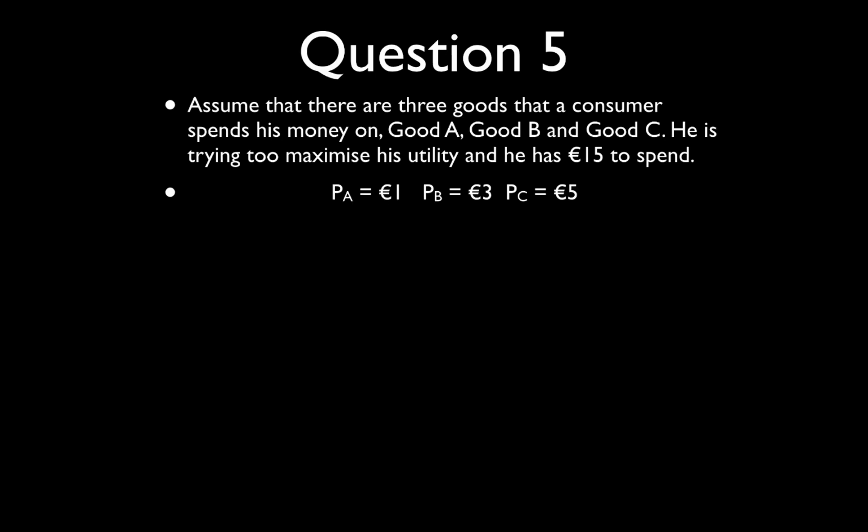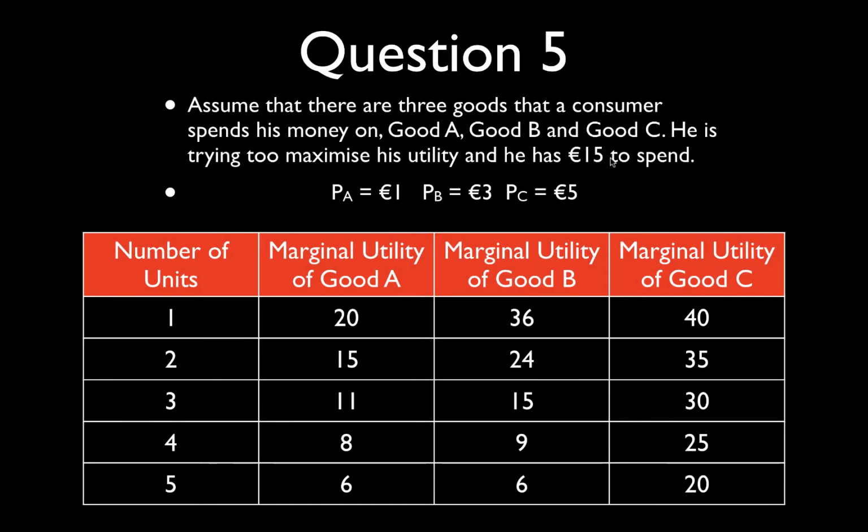Okay, now I'll be a lot quicker in this one. So how much does this guy have to spend? He's got €15 to spend. The price of good A is €1. The price of good B is €3, and the price of good C is €5. These are all the marginal utilities for good A, marginal utilities for good B, and marginal utilities for good C.